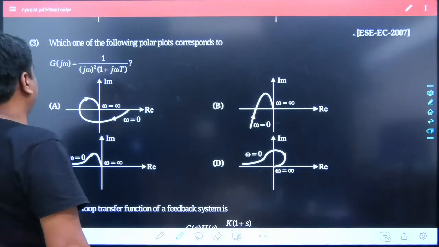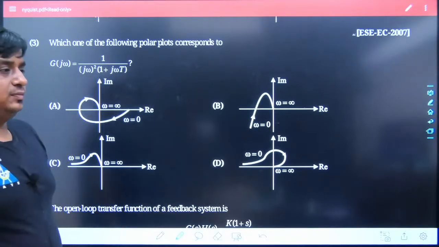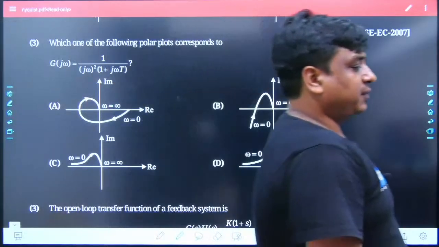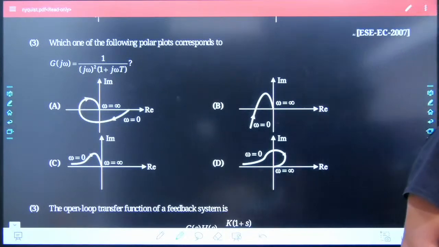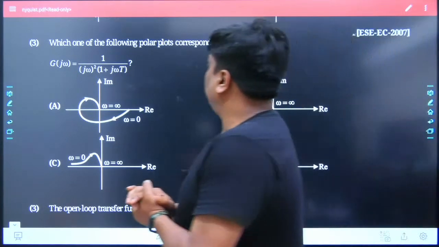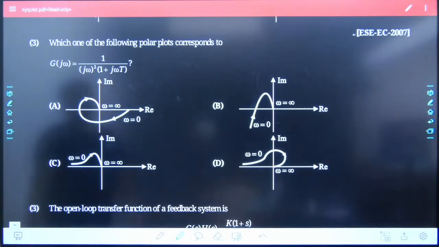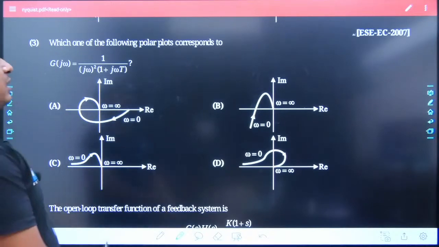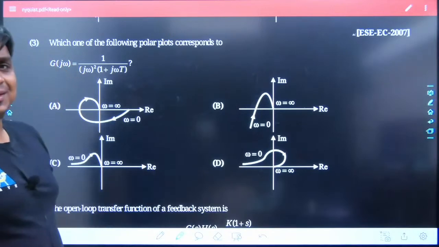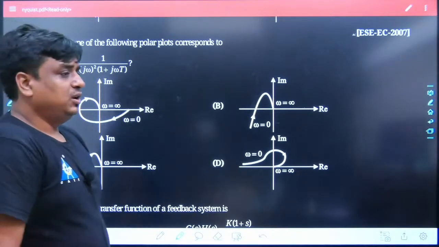Tell me what would be the best answer for this given problem. Because as I communicated at the very beginning, I won't take a very large session. We would keep today's session very small. Focus on the next question. Which one of the following polar plots corresponds to the given function? The four different options were attached. The problem was experienced by electronics people in the Engineering Services Examination of the year 2007.